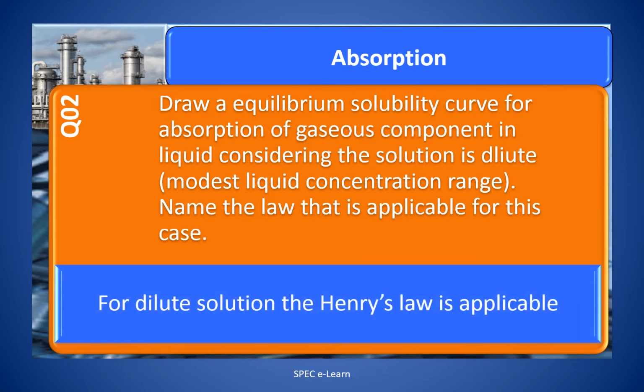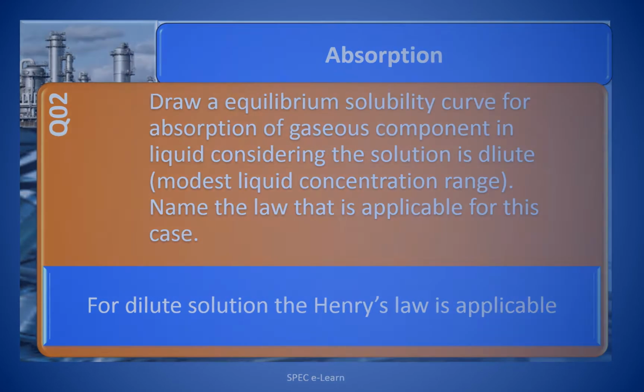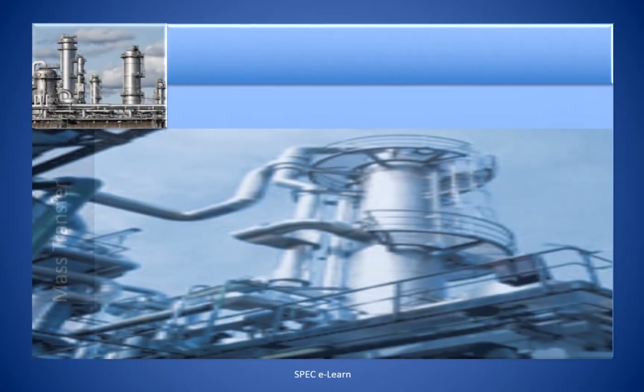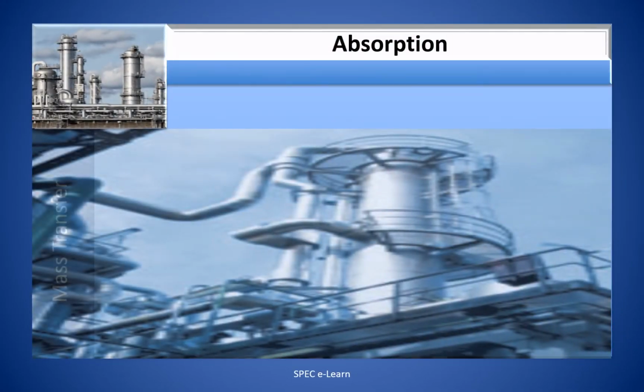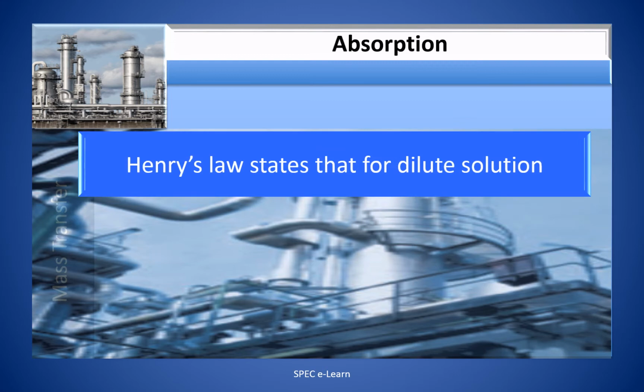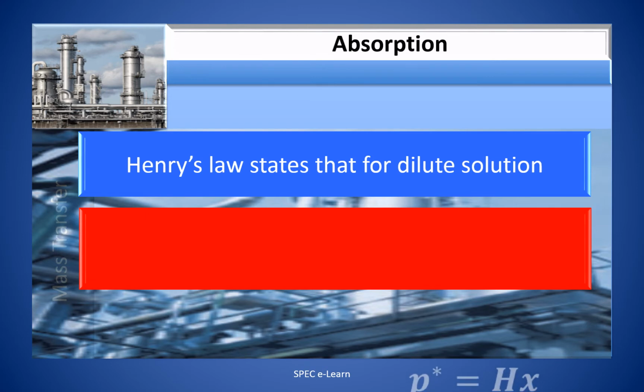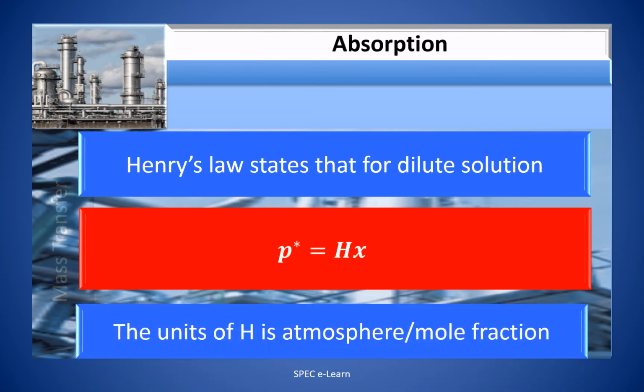Your time is up. The answer. For dilute solutions, Henry's law is applicable. Henry's law states that for a dilute solution, P star equals H times X, where H is the Henry's law constant. The unit of H in this equation is atmosphere per mole fraction.